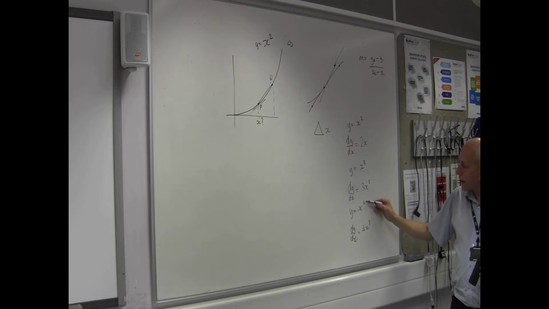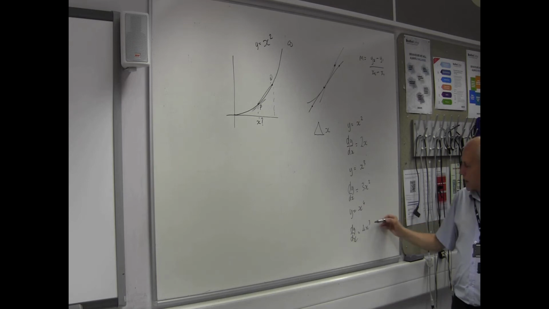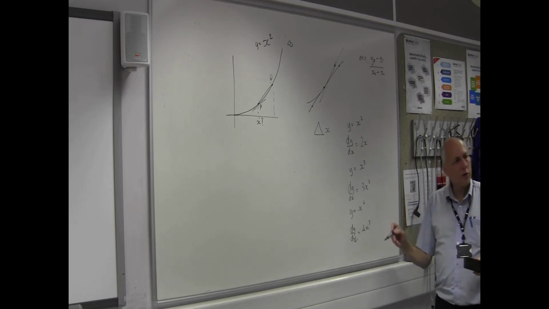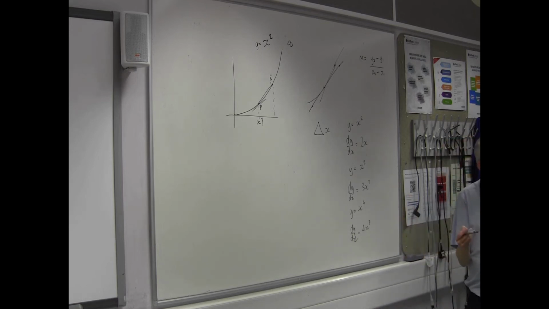Well, the first thing you do is you take the power down to the front and multiply it to whatever's in the front. What's in the front of this x? It's 1x, isn't it? We don't put the 1 in, it's 1x. So 4 times 1 gives you 4. Take 1 away from the power, you've got 3. So it's always 1 minus from the power. That's it. Take down to the front the power, multiply it, take 1 from the power.